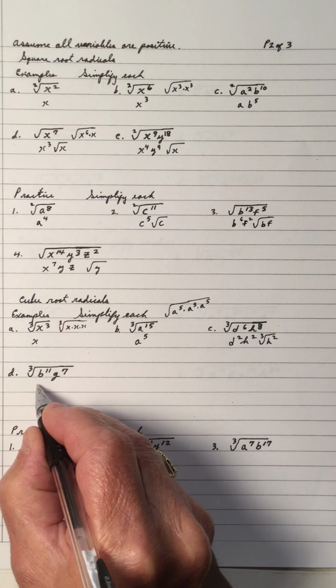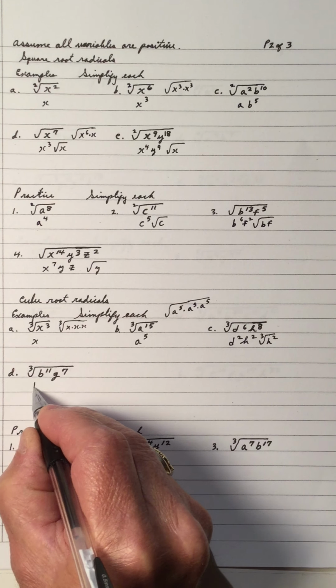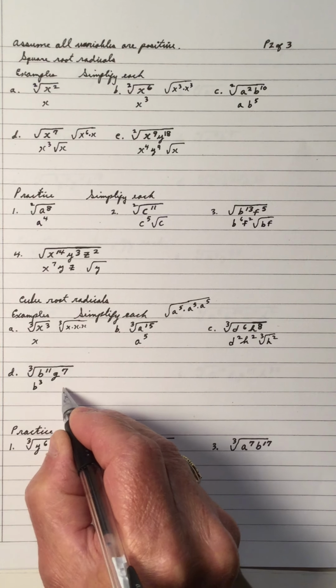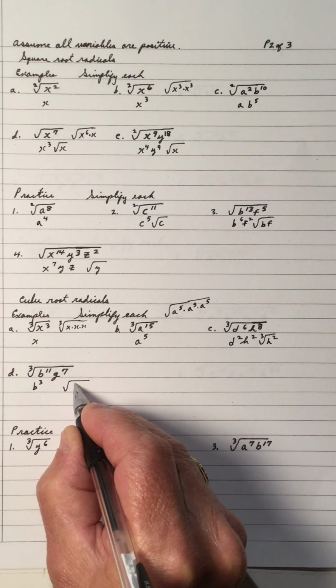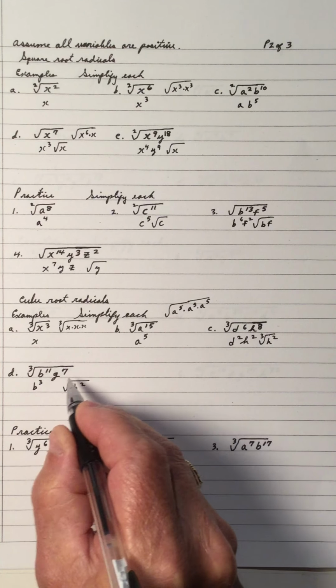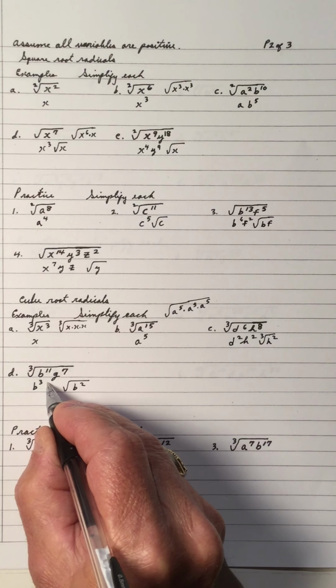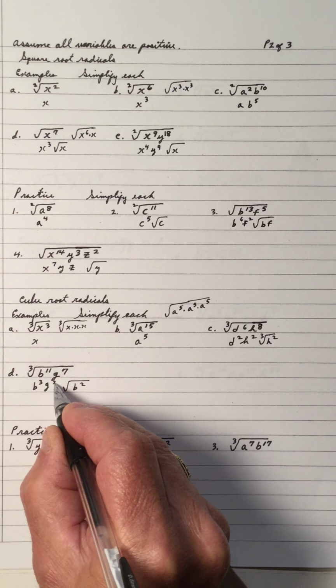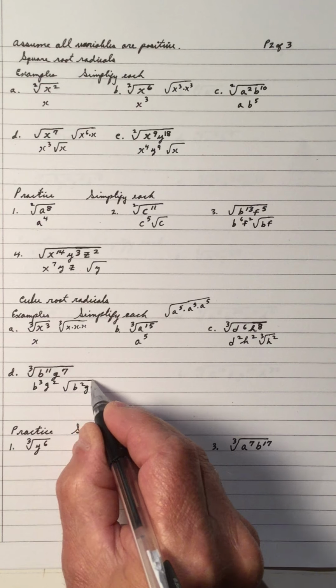The cube root of b to the 11th: 11 divided by 3 is 3, and there's 2 left over. 7 divided by 3 is 2, and there's 1 left over.